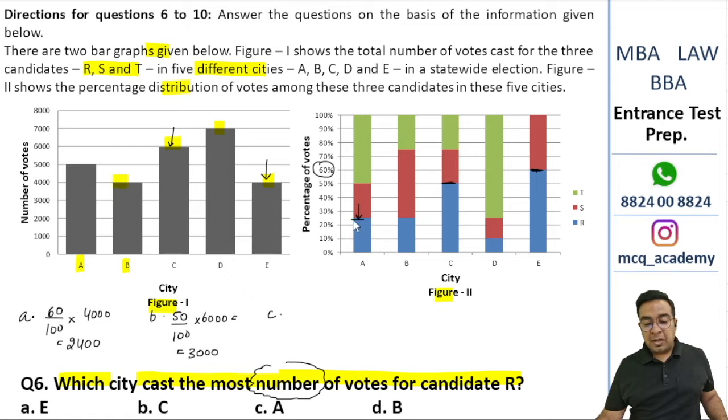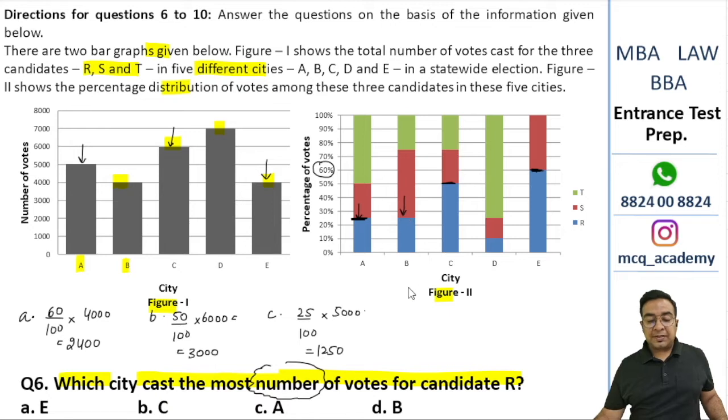Look here, this is lying exactly between 20 and 30%, so this is 25%. So 25% of the total number of votes, which is equal to 5000, is equal to 1250. And option number D is city number B.